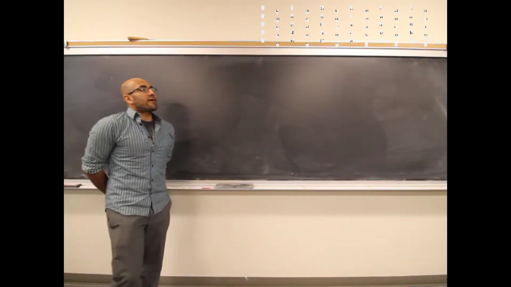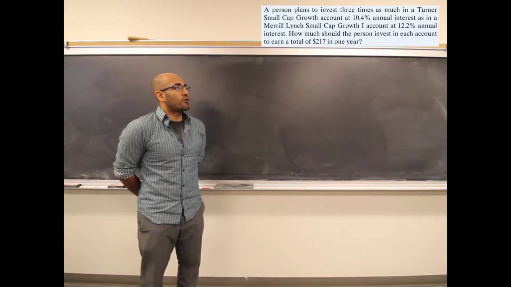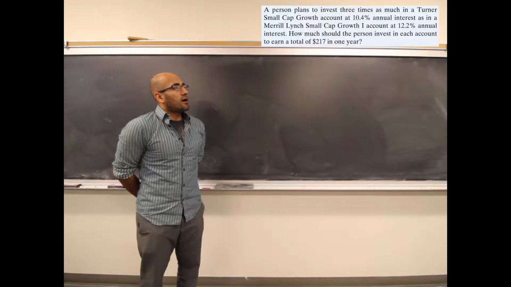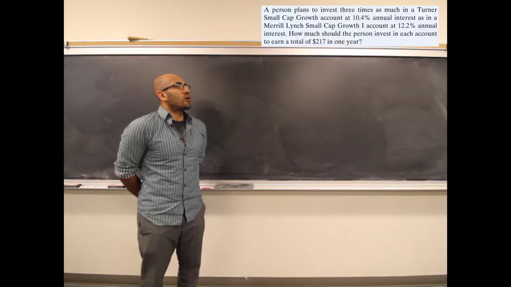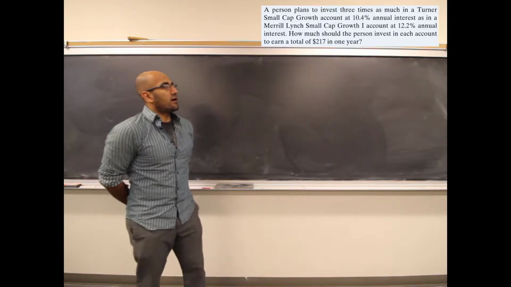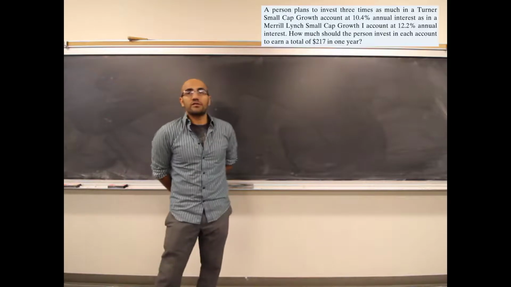A person plans to invest 3 times as much in a Turner small cap growth account at 10.4% annual interest as in a Merrill Lynch small cap growth one account at 12.2% annual interest. How much should the person invest in each account to earn a total of $217 in 1 year?